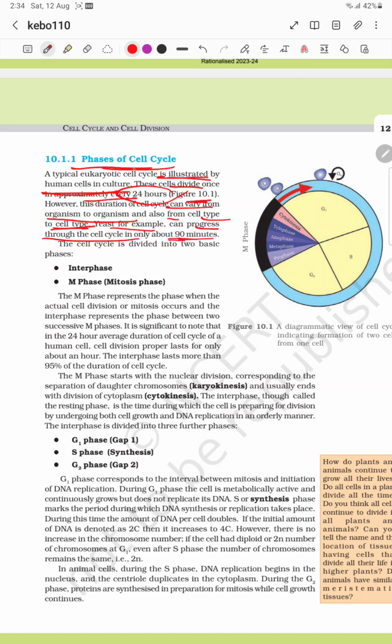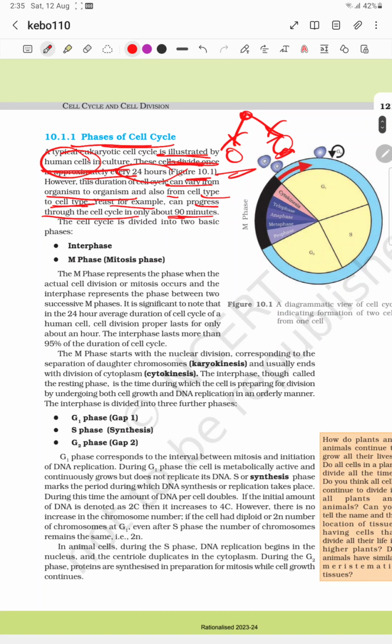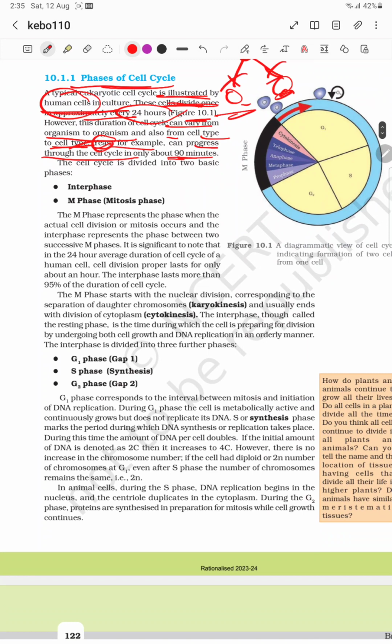Now we can see that we have taken a human cell in a culture where it is dividing. Now we can see that it takes almost 24 hours for a cell to divide into two. Now this duration of cell cycle can vary according to different type of cells or organism to organism. Here an example is given in NCERT, which is yeast. Yeast take 90 minutes to divide.